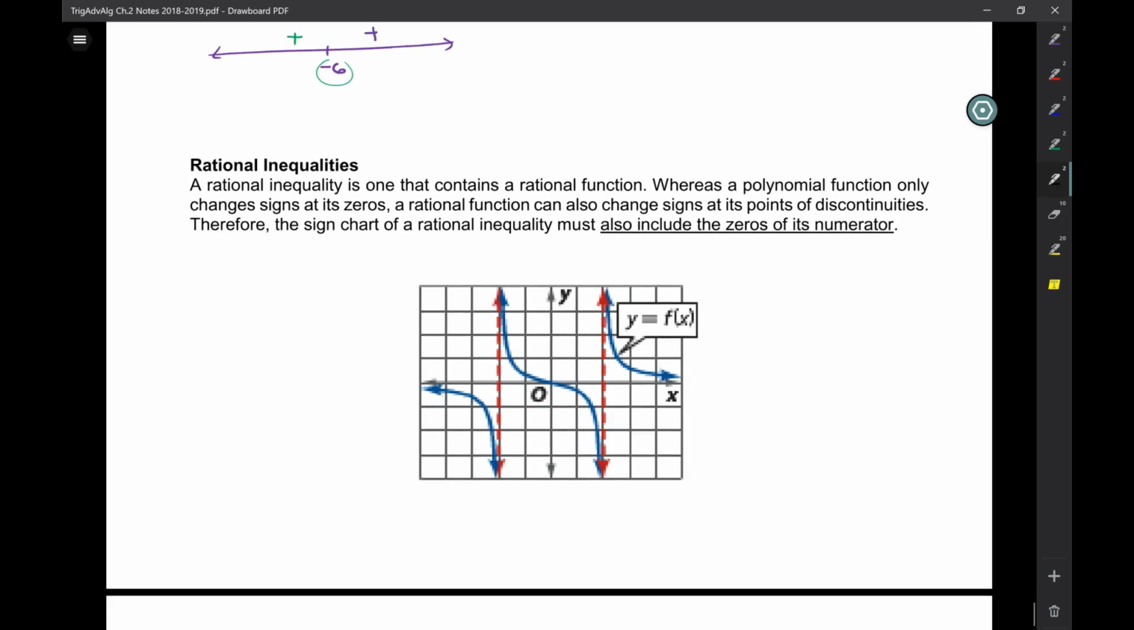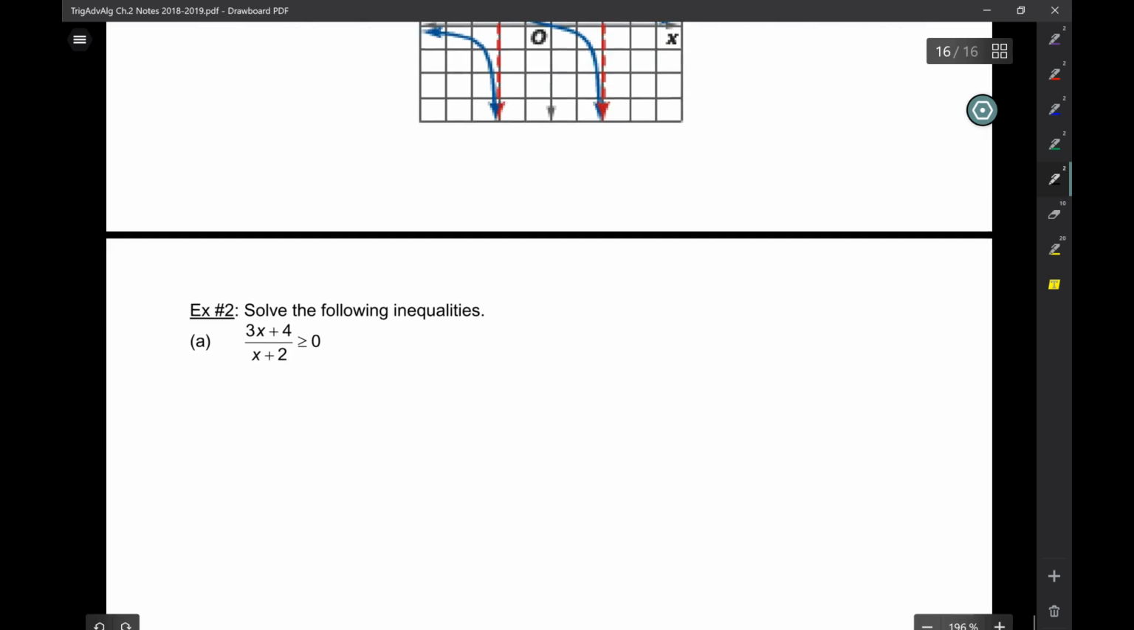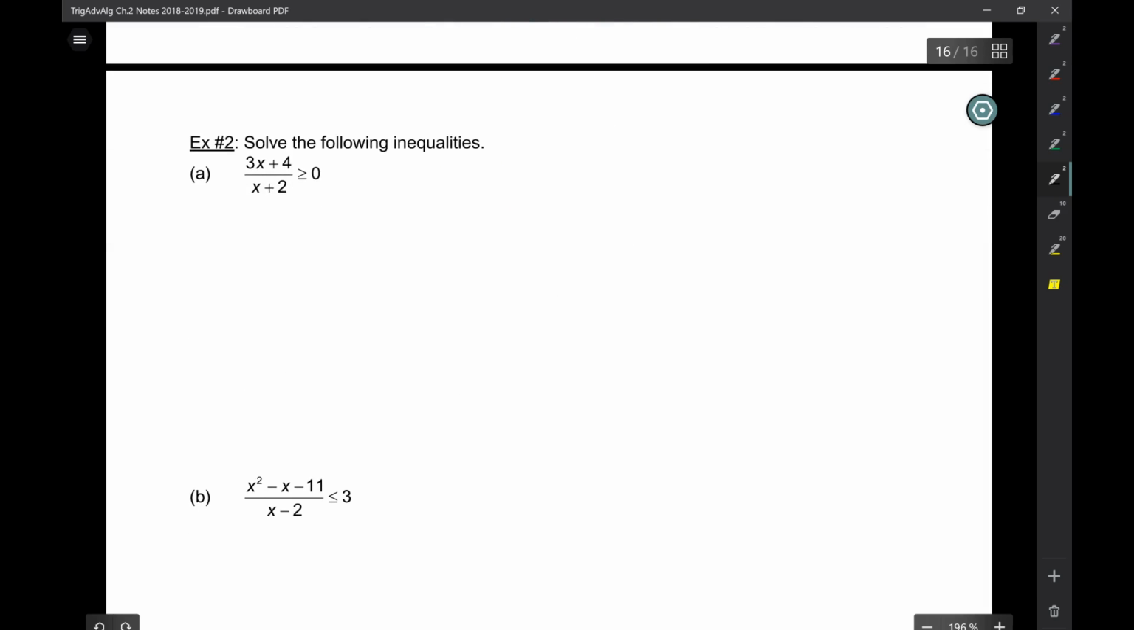With rational inequalities, these are where you have variables in the denominator. The only difference is, everything else is the same. The only difference is that we must also include the zeros of the denominator on our sign chart or number line. So let's do this first one. We're going to solve this just like we did in section 2.2. And what we're going to do here is multiply both sides by x plus 2.